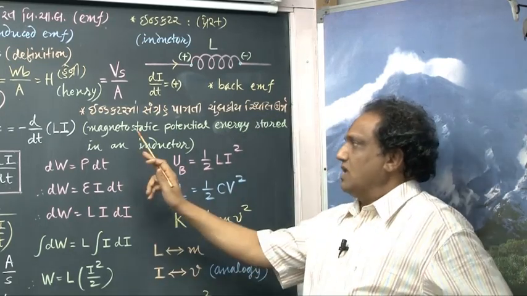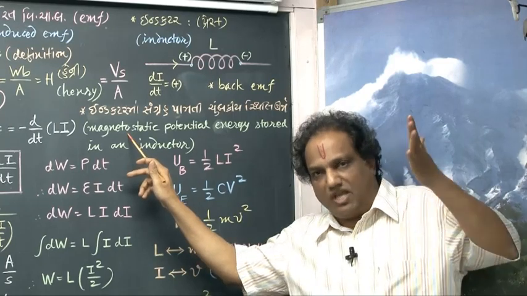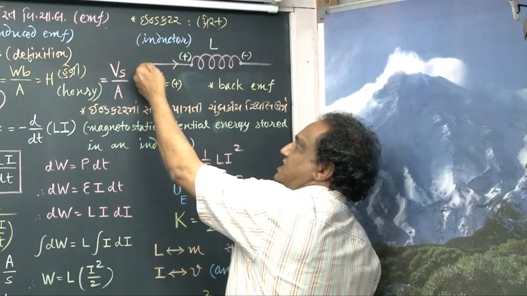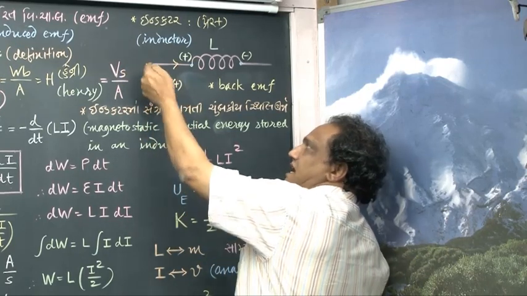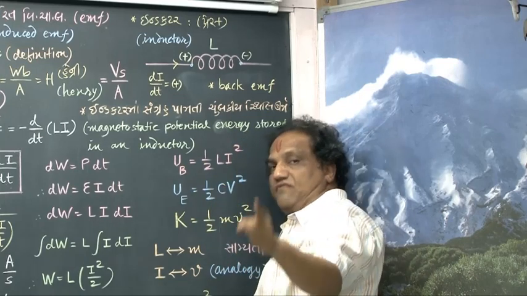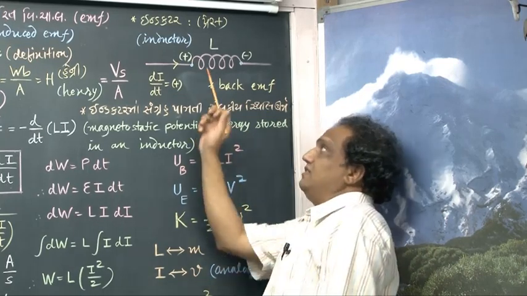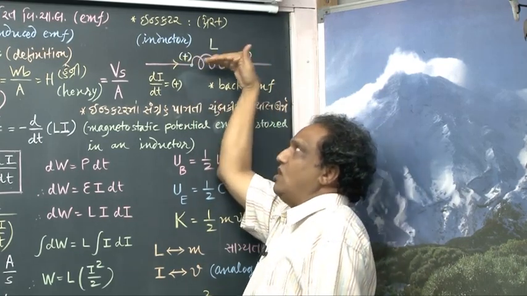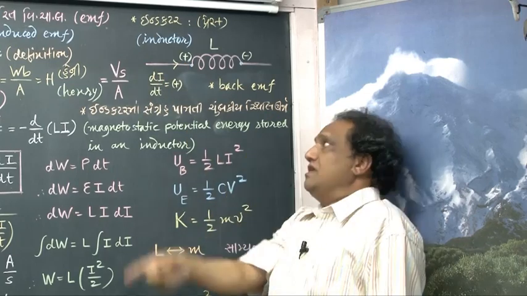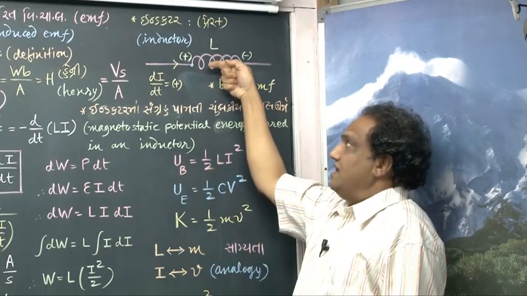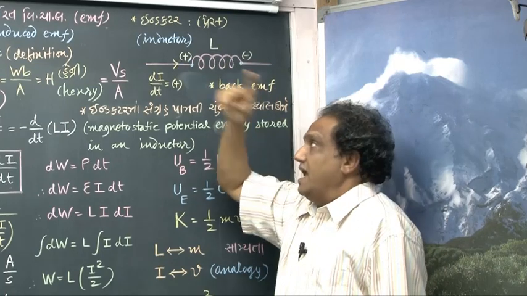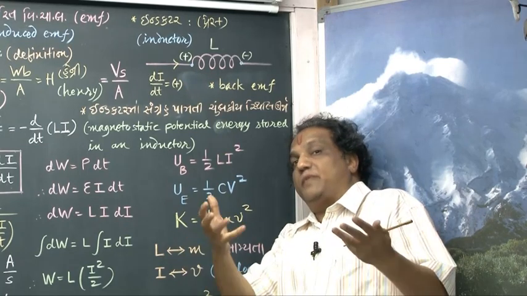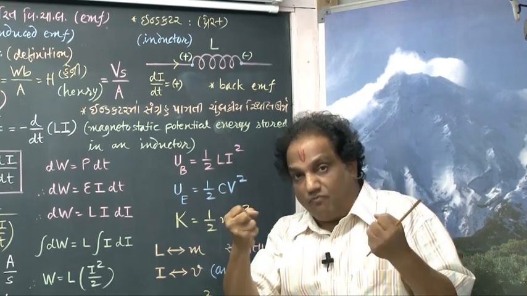Now tell me, what can be the formula of magnetostatic potential energy? I am showing you. Suppose current is passing from this end and that current is increasing with time. If current is increasing with time, then this end becomes positive. So the direction of self-induced EMF is just opposite to the flow of current. Just think, if the direction of EMF is this, and we still want to increase the current through this inductor, then we need to spend some energy. We need to do some work.